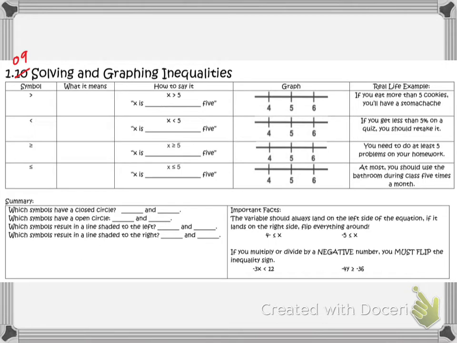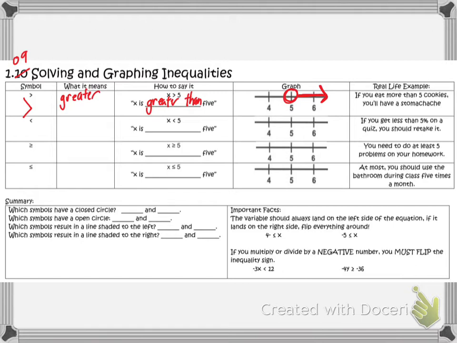The first symbol is the one that looks like this. I'm going to redraw it again. This is going to mean that it is a greater than symbol. And if we have something written x, symbol 5, that means we are saying x is greater than 5. Then if I have 5 on the graph, I have an open circle. And greater than 5, I'm going to go ahead and point it. Anything greater than 5, such as 6, 7, 8, 9. A real life example could be if you eat more than 5 cookies, you'll have a stomachache.